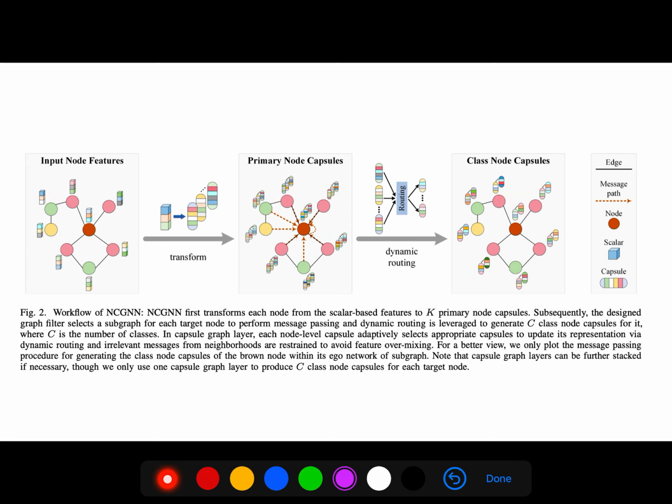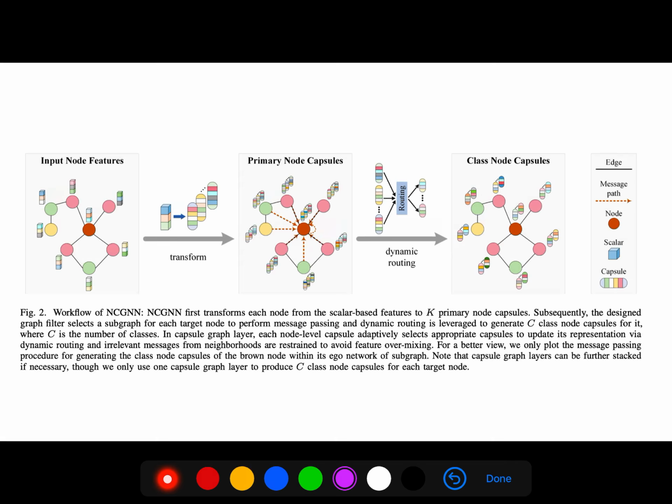So this is the workflow of NCGNN. First, it transforms each node from a scalar feature to k primary node capsules. Subsequently, the designed graph filter selects a subgraph for each target node to perform message passing, and dynamic routing is leveraged to generate C class node capsules for it. C is the number of classes.